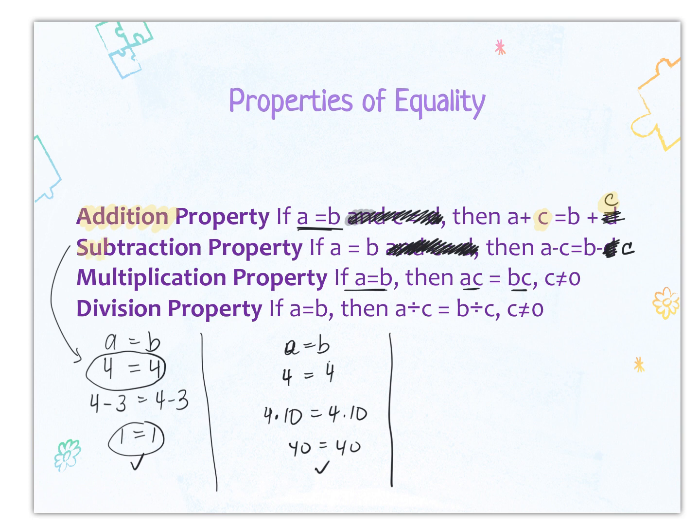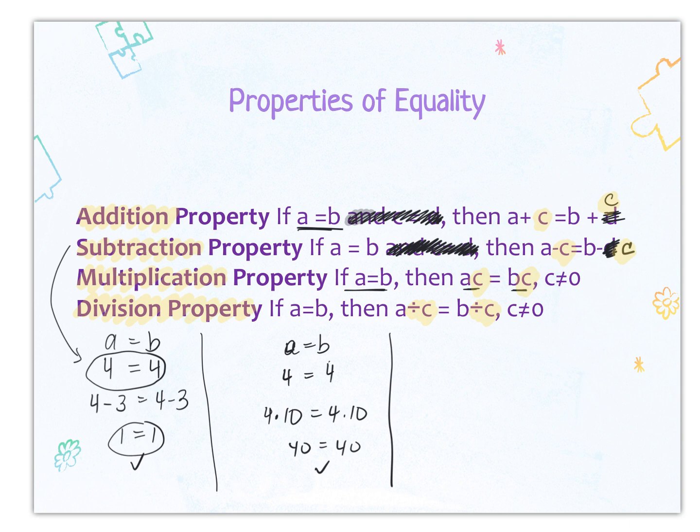In the subtraction property, whatever I'm going to subtract from one side, I need to subtract from the other. In multiplication, whatever I'm going to multiply to one side needs to be multiplied to the other. And in division, now that we know the pattern, whatever I'm going to divide one side by, I have to divide the other side by that same number.